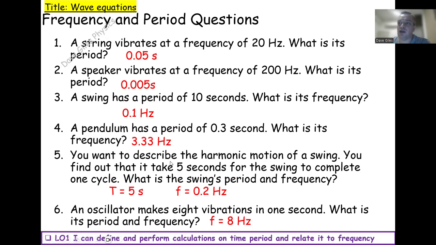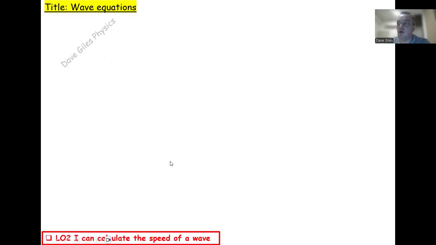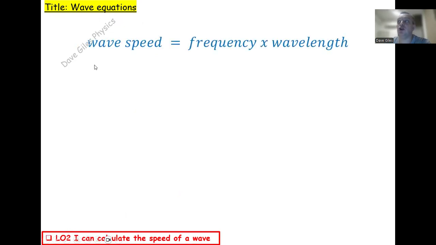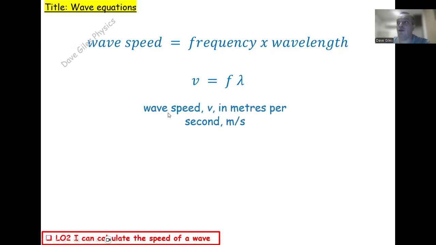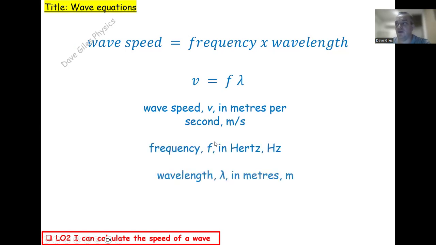The second objective for today was calculate the speed of a wave. So this is a new formula here. Wave speed is frequency times wavelength. Now, we use letter V for speed, for velocity, f for frequency, and wavelength, we use this symbol here, lambda. Wave speed is measured in meters per second, m/s. Frequency measured in hertz, and wavelength measured in meters.